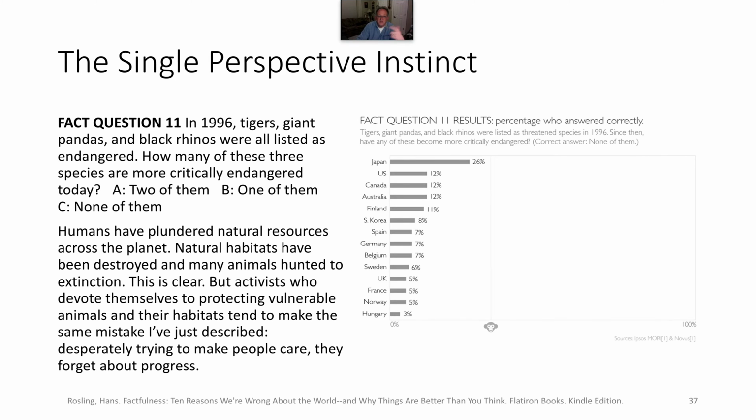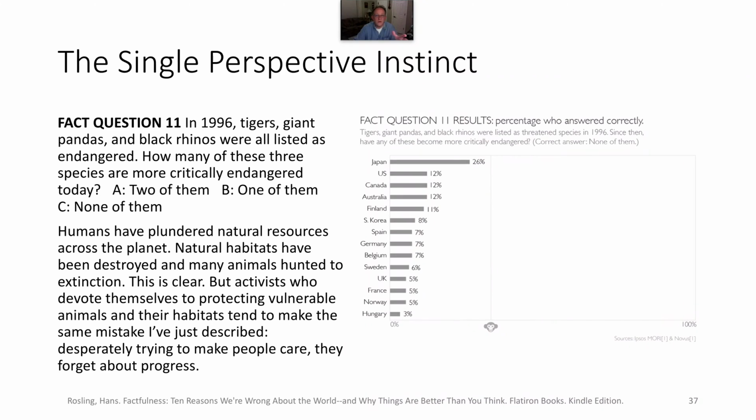Tigers, giant pandas, and black rhinos were all listed as endangered in 1996. How many of these species are more critically endangered today? Two of them, one of them, or none of them? And the answer is none of them. And it's mainly because there's people out there that are promoting and advocating for these different animals.